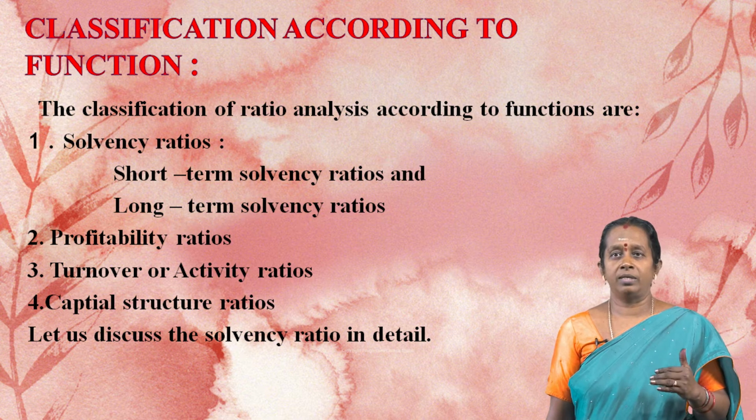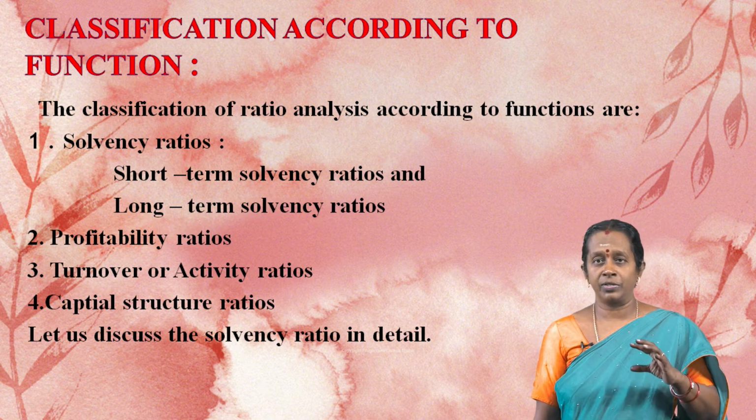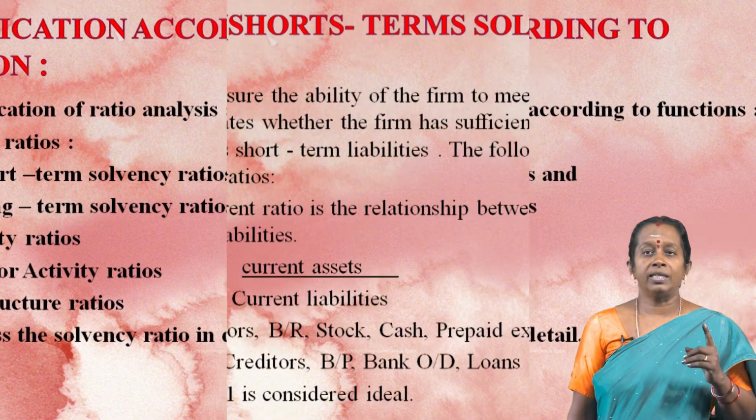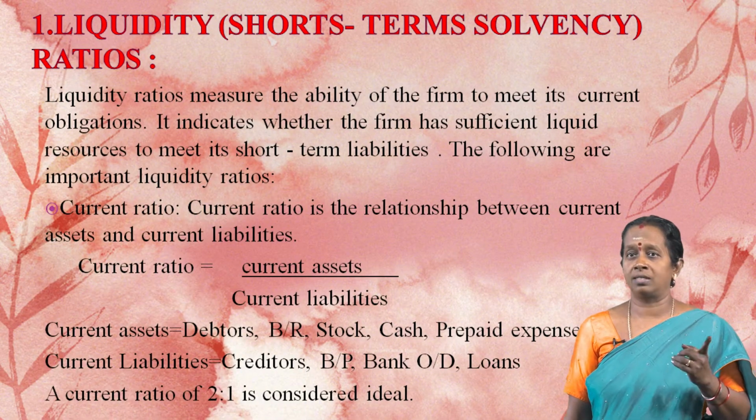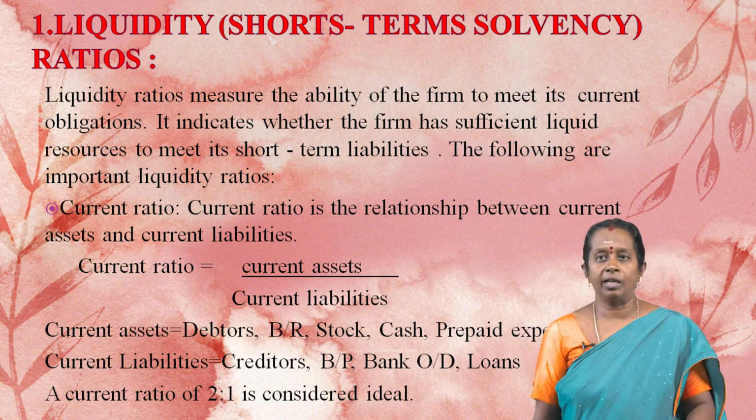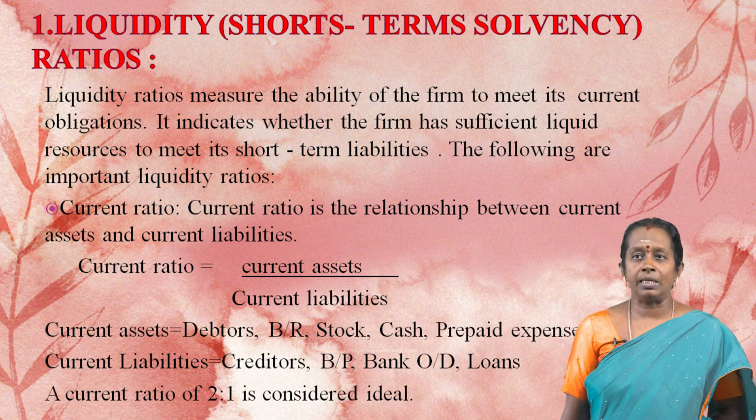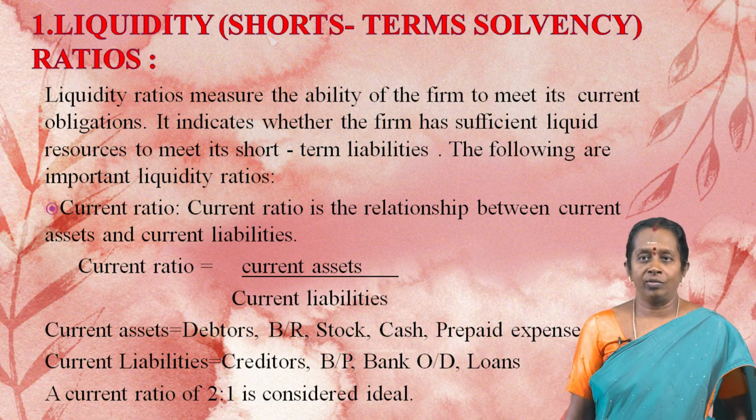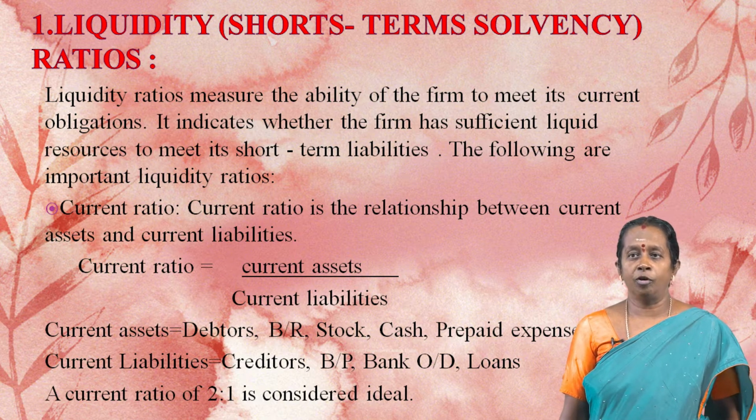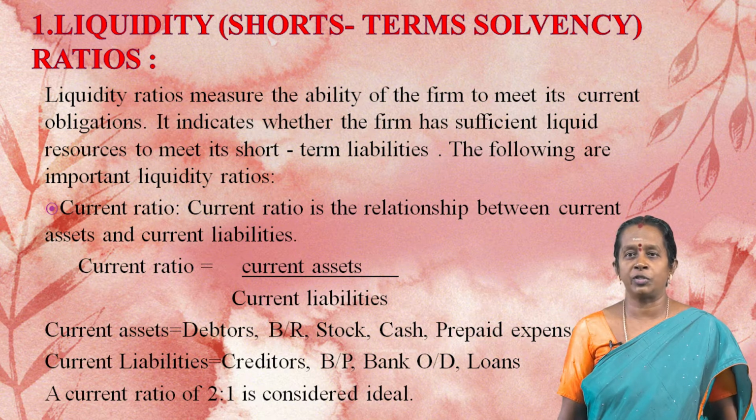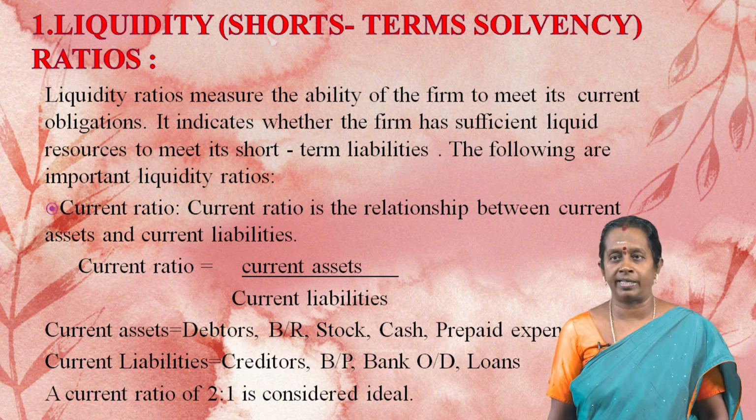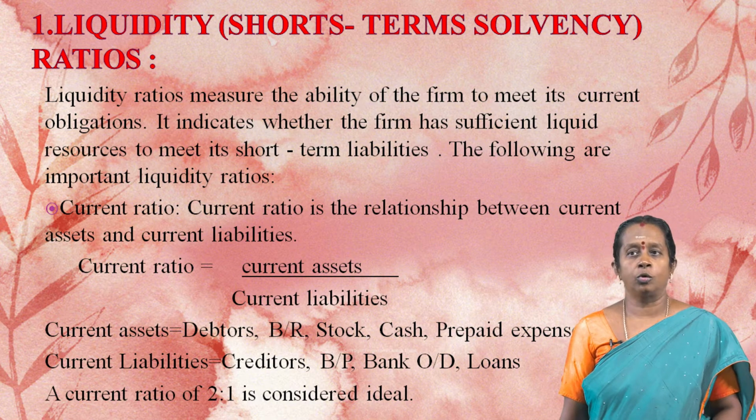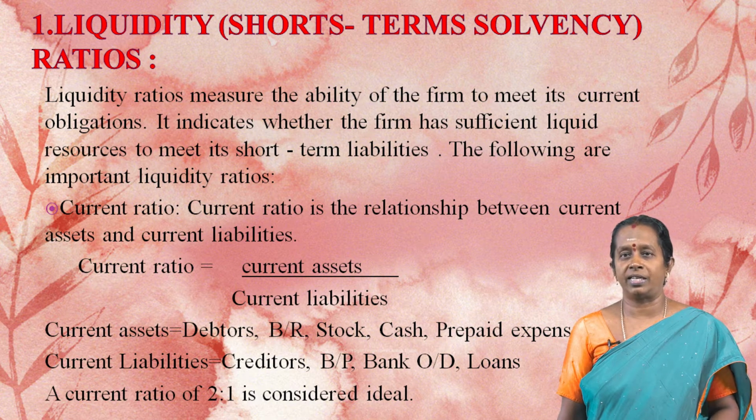Now the next one is, we will see the liquidity ratios in detail. This liquidity ratio is otherwise called short-term solvency ratios. Liquidity ratios measure the ability of the firm to meet its current obligations. They indicate whether the firm has sufficient liquid resources to meet its short-term liabilities. Short-term liabilities here means those meant for 1 year. So the following are important liquidity ratios.